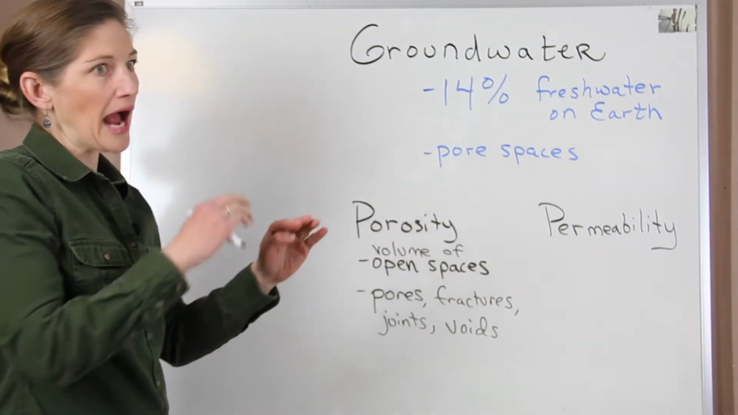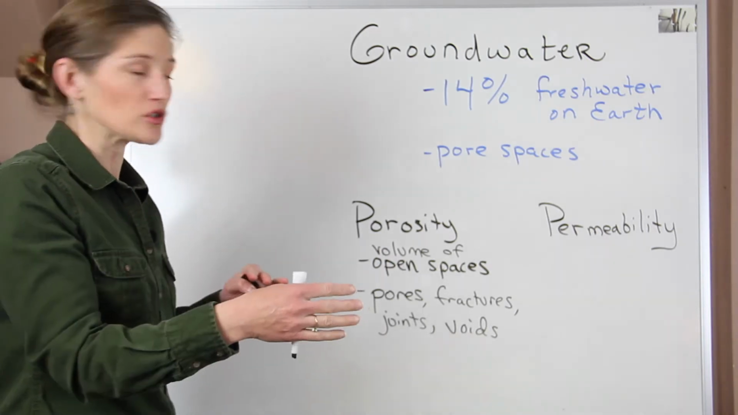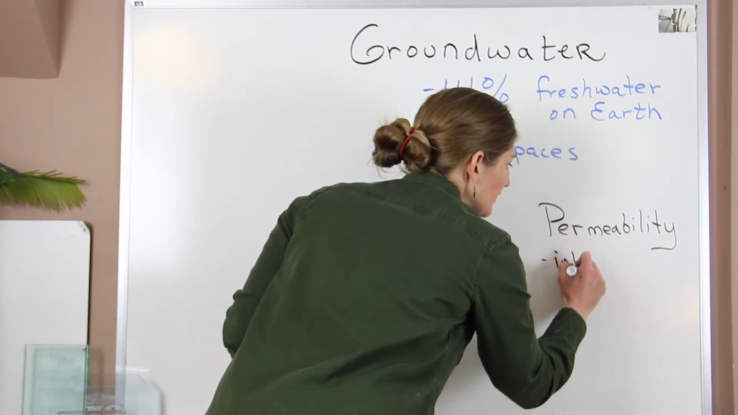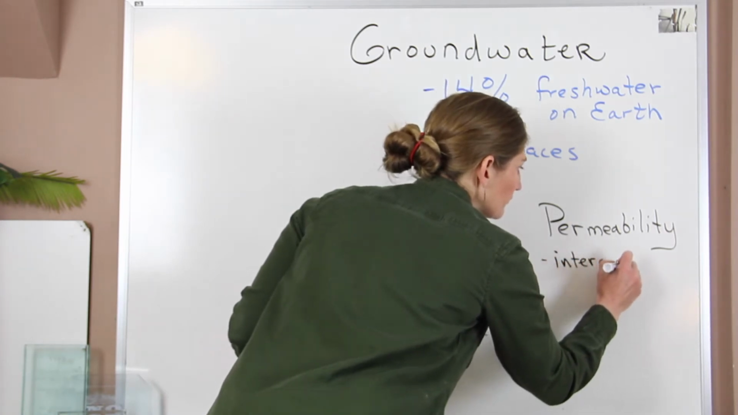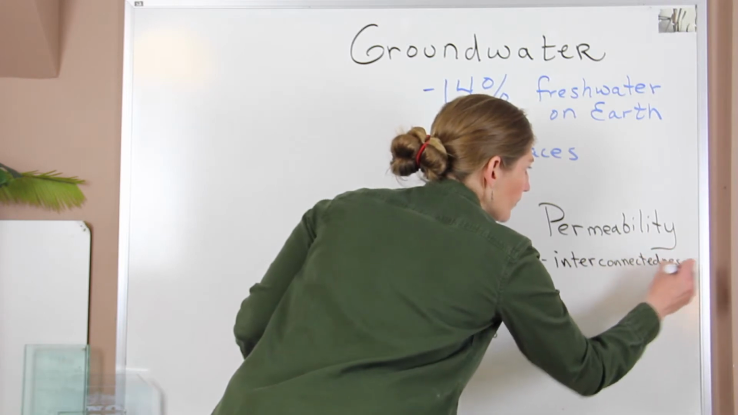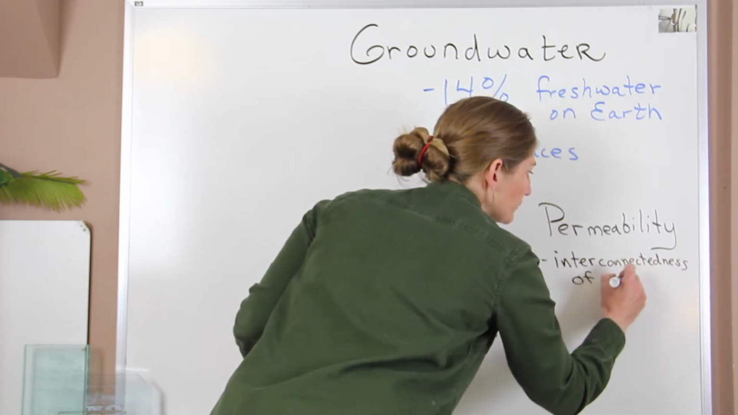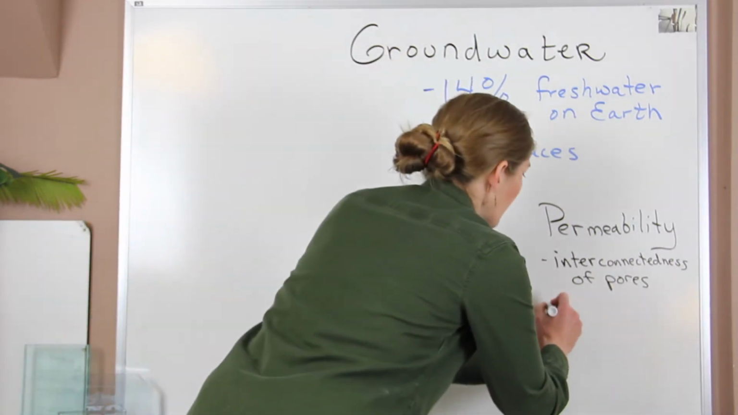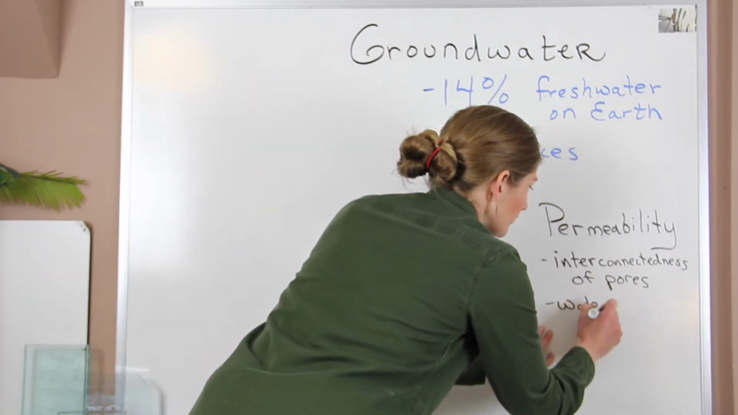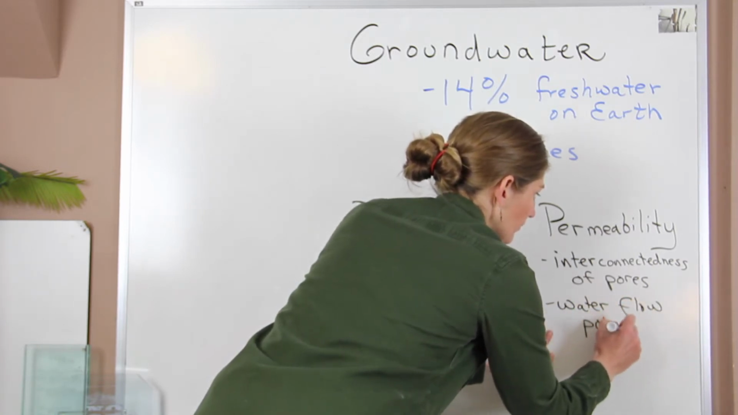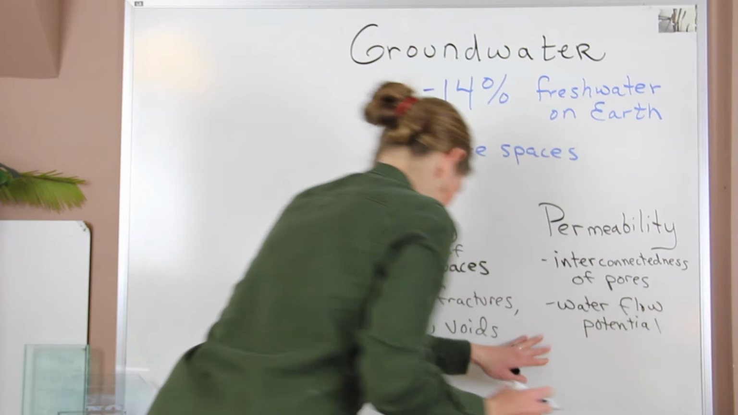Permeability tells us how easily water flows between the pore spaces. So this is really the interconnectedness of the pore spaces. So it tells us how easily water can flow. So I'm just writing water flow potential.